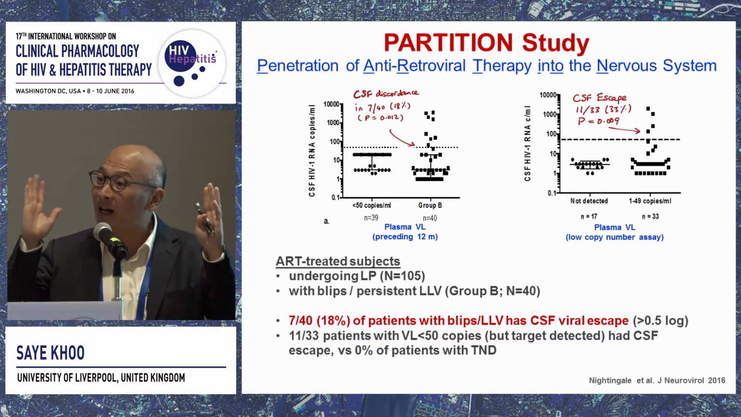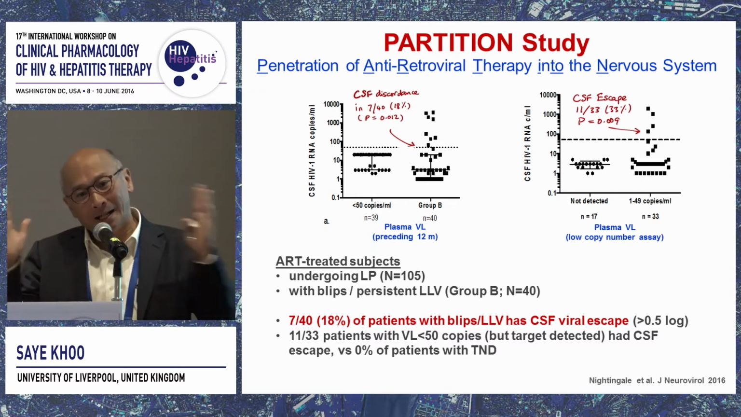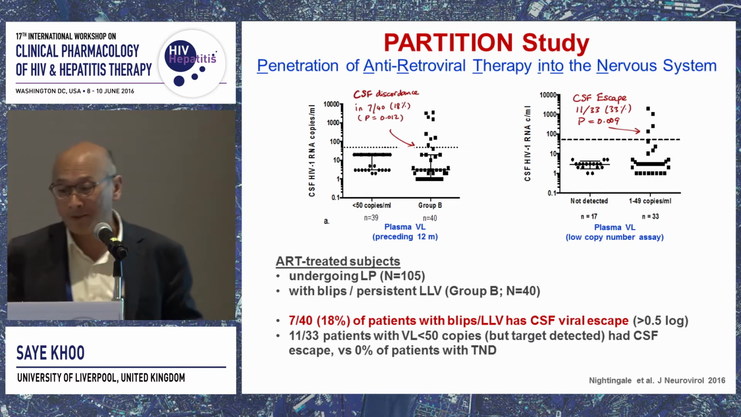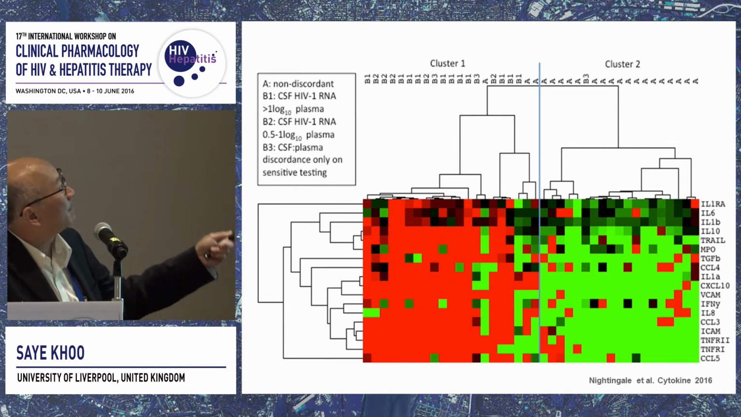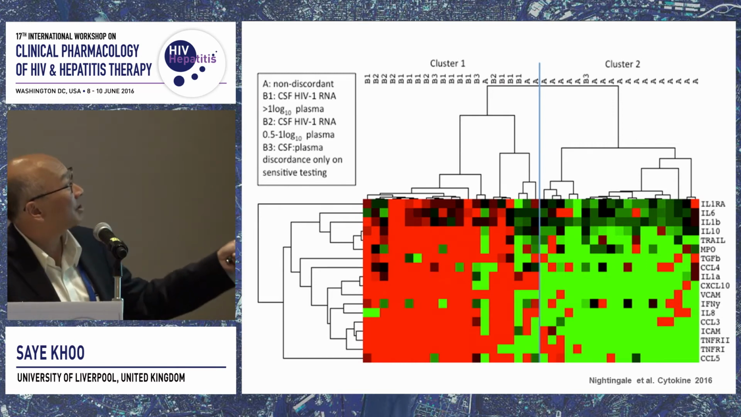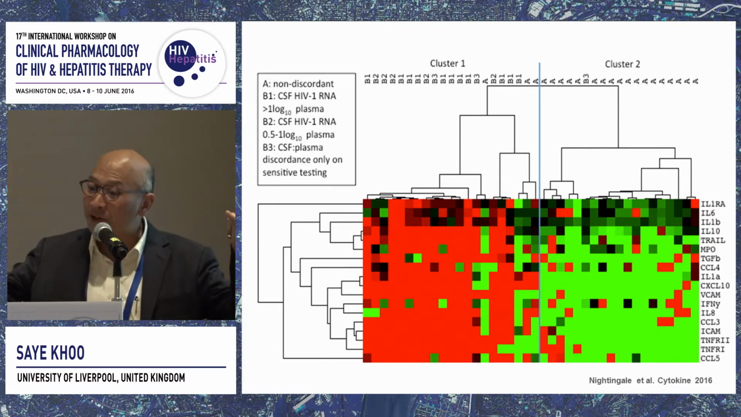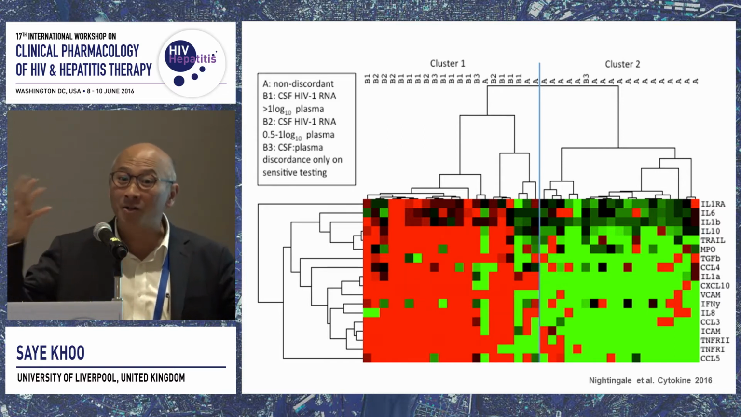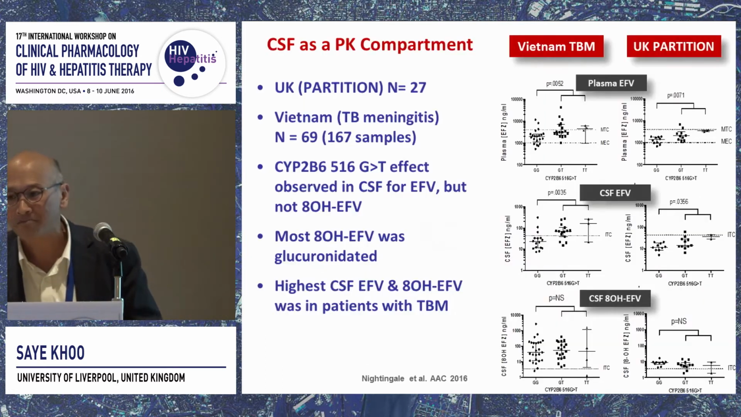That's to say, a CSF viral load of half a log or greater. And if you look at these people, the B are people who have viral escape in the CSF, and the A's are people who don't. And you can see that there's a whole gamut of inflammatory cytokines and markers of neuronal damage. So this is probably not a good thing for the brain.